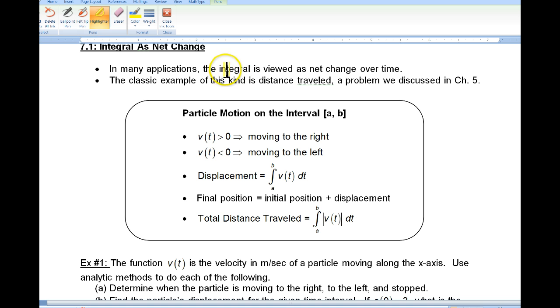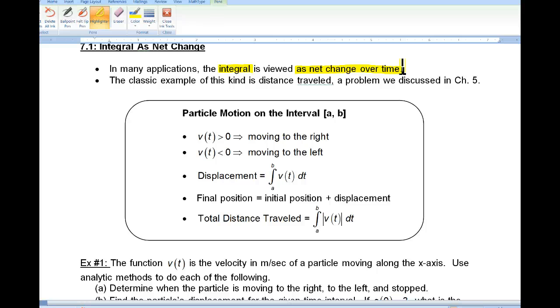So integrals are viewed as a net change over time. We did this in the very beginning of chapter 5 where we had a train that was moving and we said it's going 75 miles per hour for 2 hours. So we looked at the area under the curve. Now, some of this is a little bit of review. So let me just go through this particle motion.